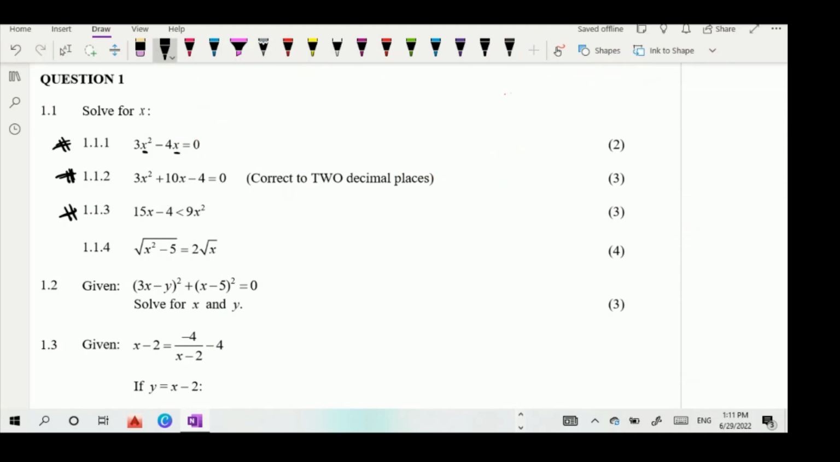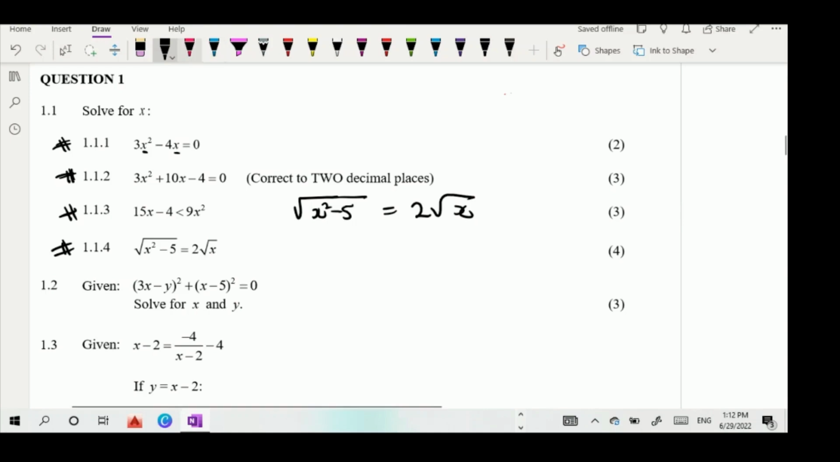So now we are going to do 1.1.4. We are having SATs. So this is solve for x but with SATs. Whenever you have a problem that wants you to solve for x with SATs, you should know that the solution at the end, you need to test it and see if it is correct, if it is valid. So please note that. So we're having root of x squared minus 5 equals 2 root of x.